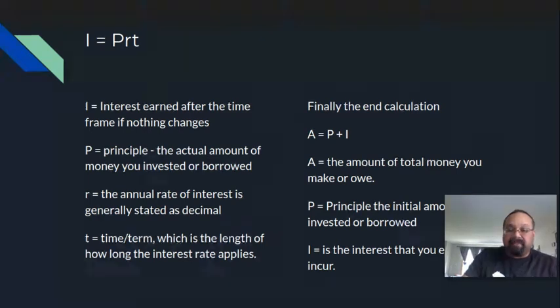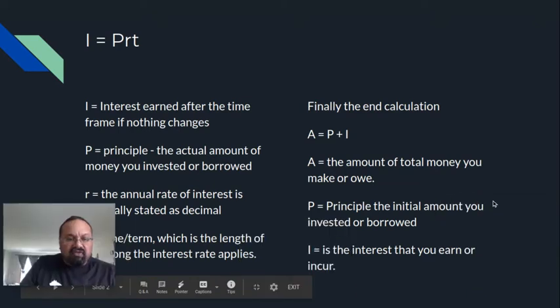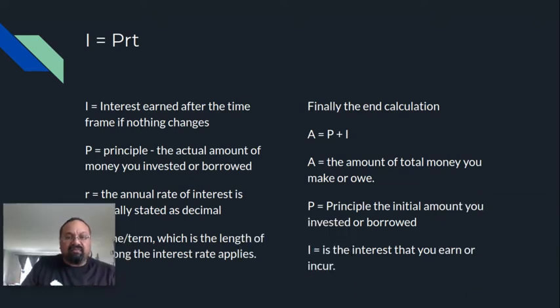Now, adding to that is trying to calculate the final amount. The final amount is calculated here, which is A equals P plus I. A is the total amount of money. P is your principal amount, either the amount you invested or borrowed. I is the interest earned after the term, right? And that's what it says there.